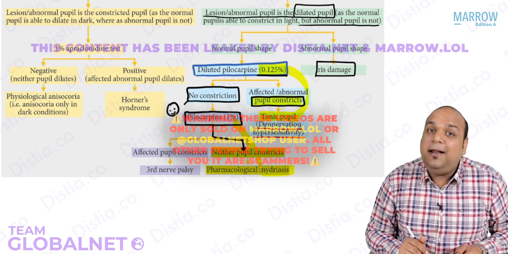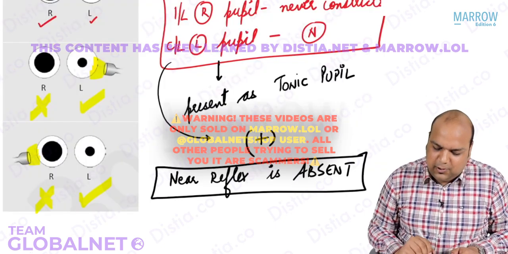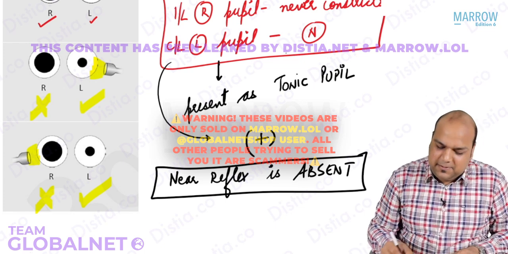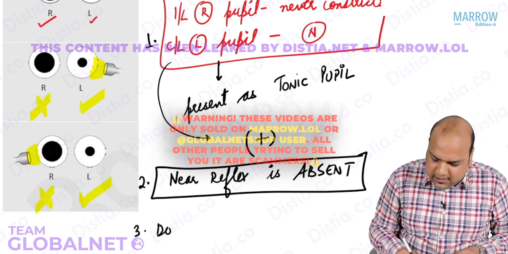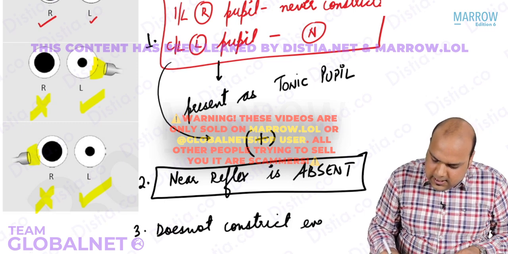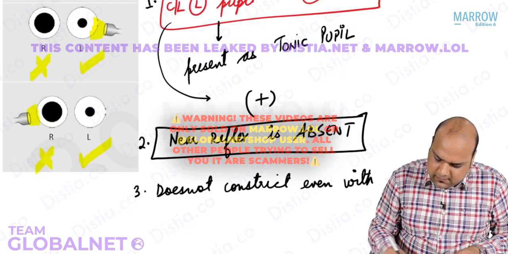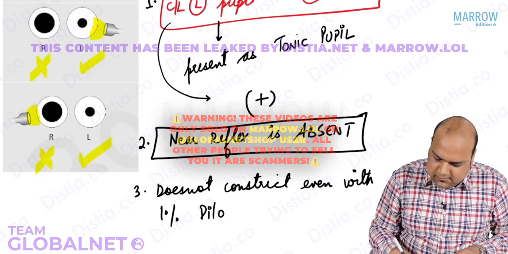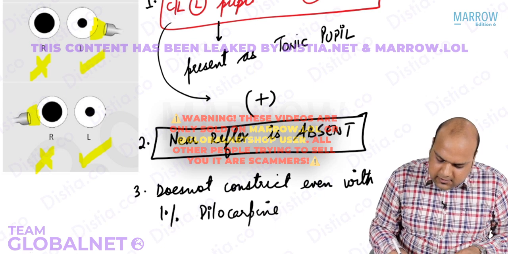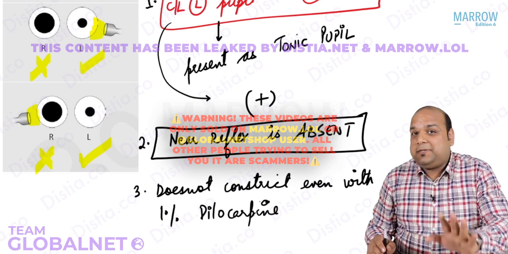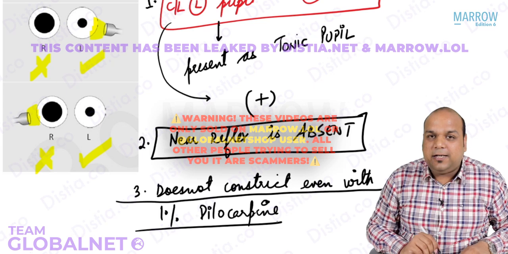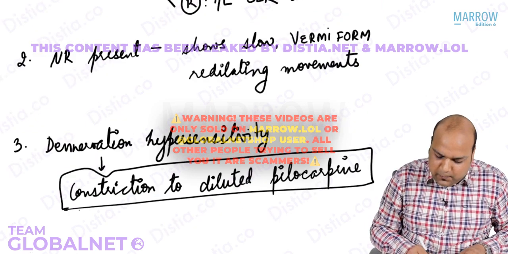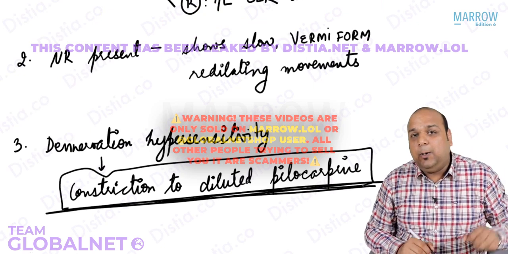You understand? Pharmacological mydriasis. So if I go back to pharmacological mydriasis, light reflex is absent, number 1. Near reflex is absent, number 2. Number 3, does not constrict even with 1% pilocarpine. These are important lines. These can solve your questions in themselves. I hope you understand these two lines. Yes or no? Pharmacological mydriasis does not constrict even with 1% pilocarpine. Tonic pupil constricts to diluted pilocarpine.